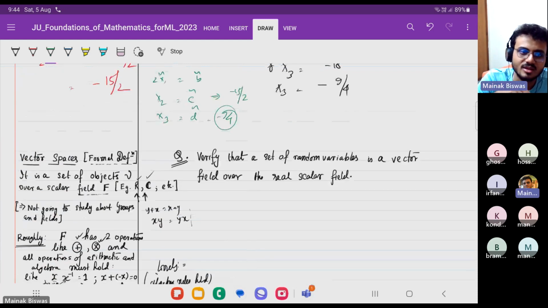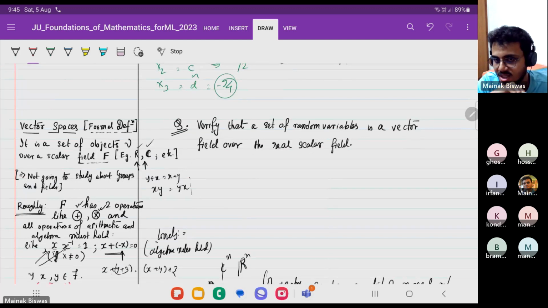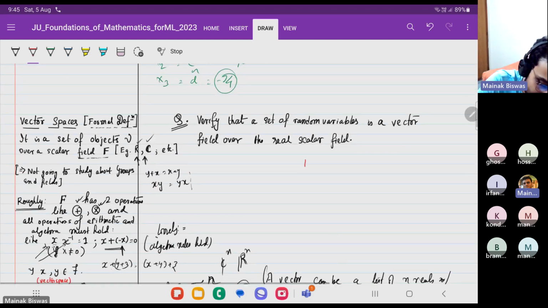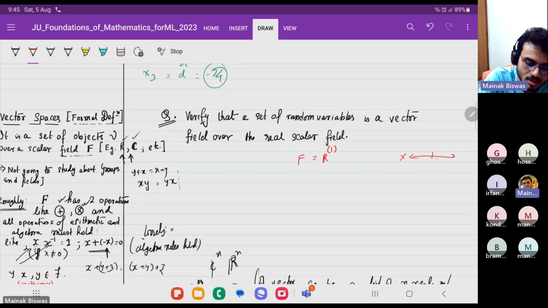So let's see. This is the question I want to solve to get you the understanding of what is a vector space. A set of random variables is a vector space over the real scalar field. So my field is equal to R to the power 1, right? I'm trying to link your random variables with today's discussion. Your field is R, yes or no? A random variable takes anything on the real number line or not?